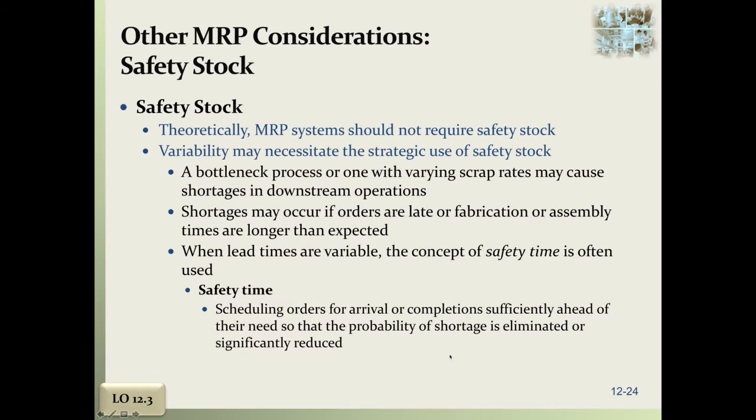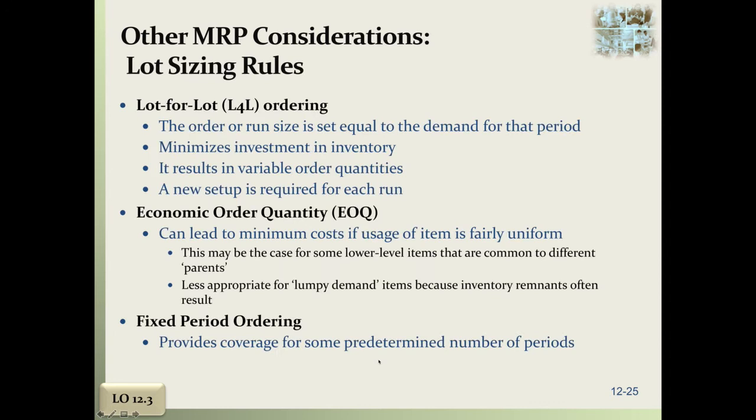Okay. And safety stock, we talked a little bit about in the beginning section, and theoretically, when you're using this, you shouldn't need it, right? Because you've already planned when you're going to order it. But variability may necessitate the use of safety stock. And sometimes if your lot sizes are a little bit bigger, you might have some stock on hand just because of the variation in lot sizes, which we didn't have in the last example. When lead times are variable, the concept of safety time is often used, and that's when you schedule orders for arrival sufficiently ahead of their needs so that the shortage is eliminated, that risk.